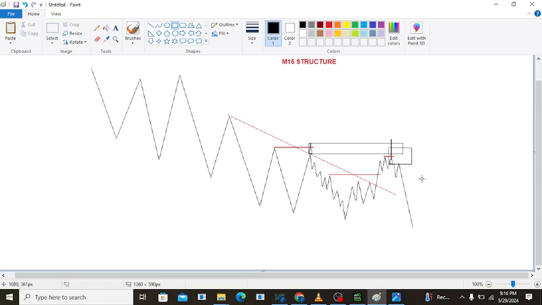You see, building our case. This is our M15 structure. This is our, let's say, our M5 structure. You see, liquidity is in place, time and price. So when the price reaches here, because everything is bullish, we have to see this go.